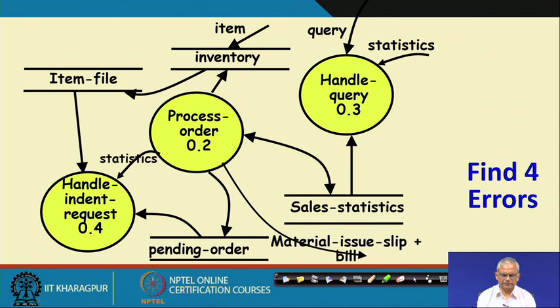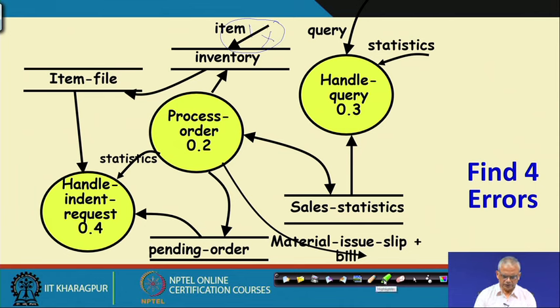Now, let us say this is the diagram developed by somebody. Now, please find errors here. There are 4 errors here. Please observe the diagram. The first error that you can find here is that a data store can be updated or read by a process. So, it cannot directly come into a data store. So, this is the first error here.